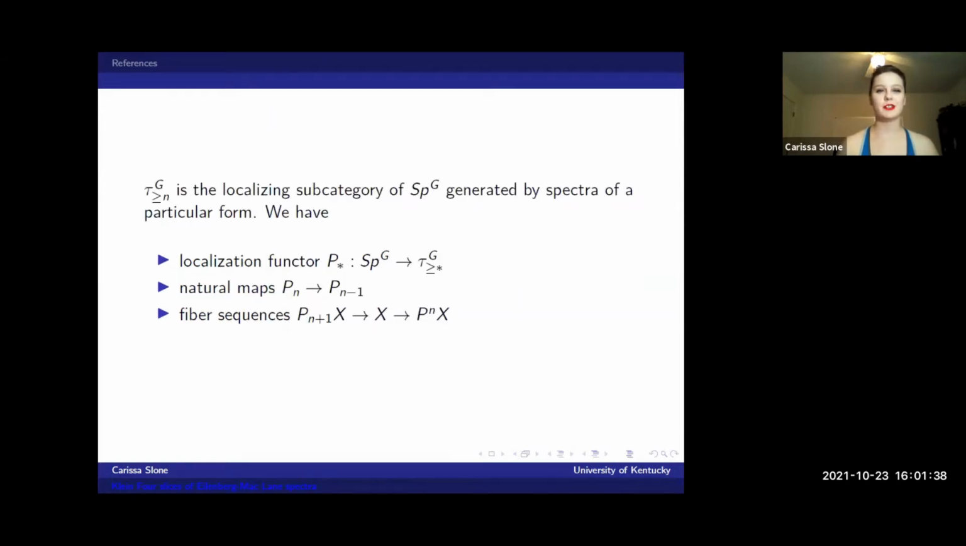Let's define the slice filtration. Tau at least n G is the localizing subcategory of genuine G-spectra generated by slice spectra of a particular form. We have a localization functor, P lower star, from genuine G-spectra to tau at least star G, natural maps from P lower n to P lower n minus 1, and then fiber sequences from P lower n plus 1 of x to x to P upper n of x, where x is some genuine G-spectrum.